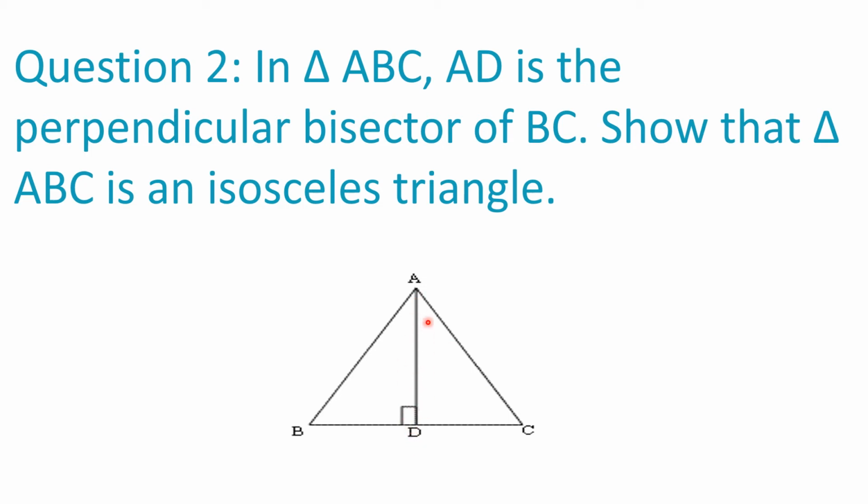What do you mean by perpendicular bisector? 90 degrees. Also, in this line segment BC is bisected into two equal parts. That is, BD is equal to CD. We have to show that triangle ABC is an isosceles triangle, which means we have to show AB is equal to AC.